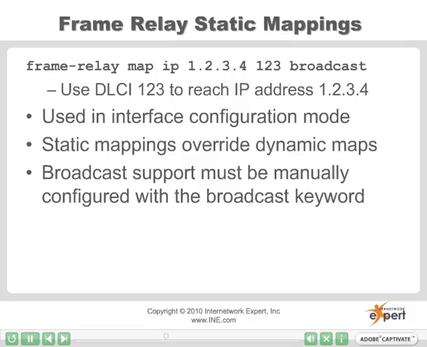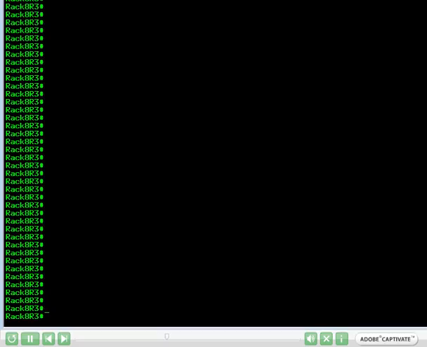Let's replace the dynamic mappings that we just created, that we just learned, and hard code them with static mappings. Let's do that right now. All right, so let's remove the dynamic mappings that were learned by inverse ARP and replace them with static mappings. Again, the whole purpose of having these mappings, whether they're learned dynamically or whether they're put in statically like we're going to do, is so that this router knows the correct DLCI to use, if there's many to choose from, to reach the peer at the other side.